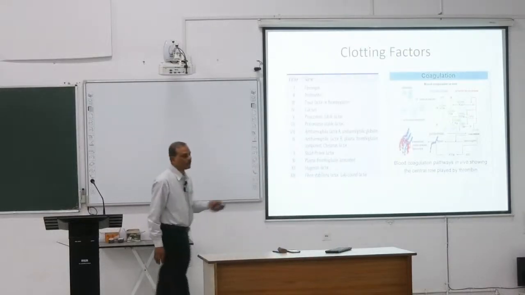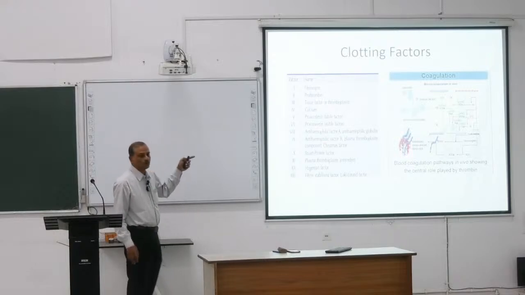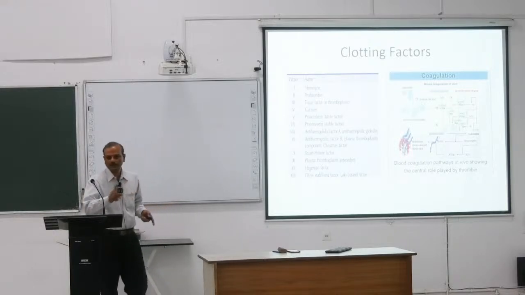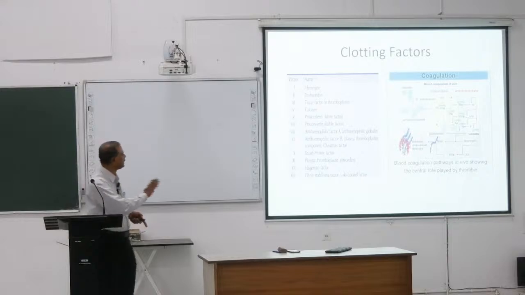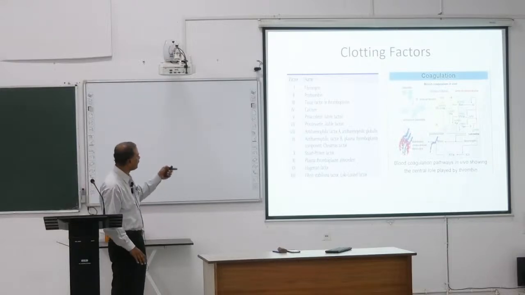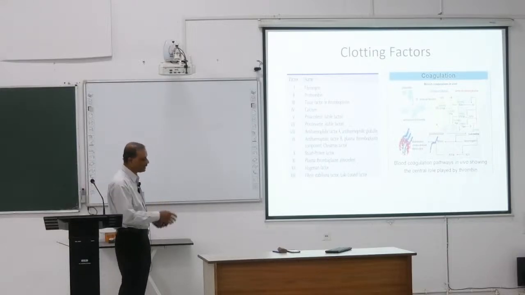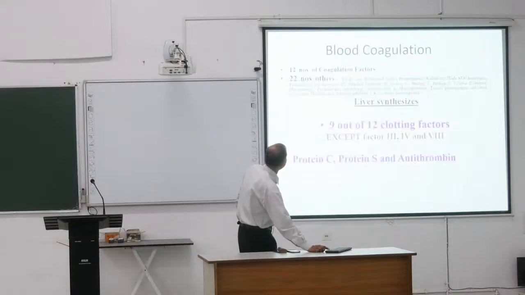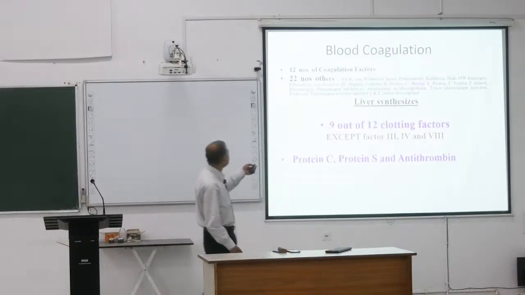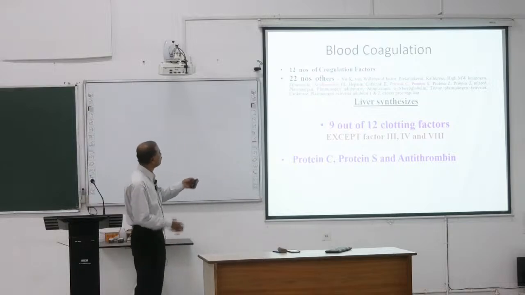Another part is clotting factors. So have you been told about this thing in the physiology class? You have been told. So you know this thing. So there are basically 12 clotting factors, and I did not then elaborate on these things. I will tell something else. So blood coagulation basically involves 12 coagulation factors, but there are 22 other factors which are also involved in the blood coagulation.